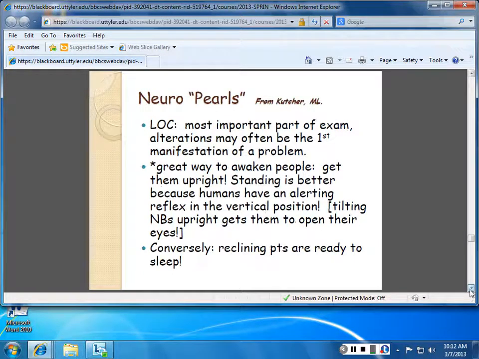Level of consciousness, I keep saying this, it's the most important part of the exam. Sometimes these are the first manifestations of a problem. A great way to awaken people, I never thought of this, is to get them upright. This works for adults as well as kids. And even babies, if you want them to be alert, if you pick them up vertically in front of you, they're probably going to open their eyes. And reclining patients are ready to sleep.